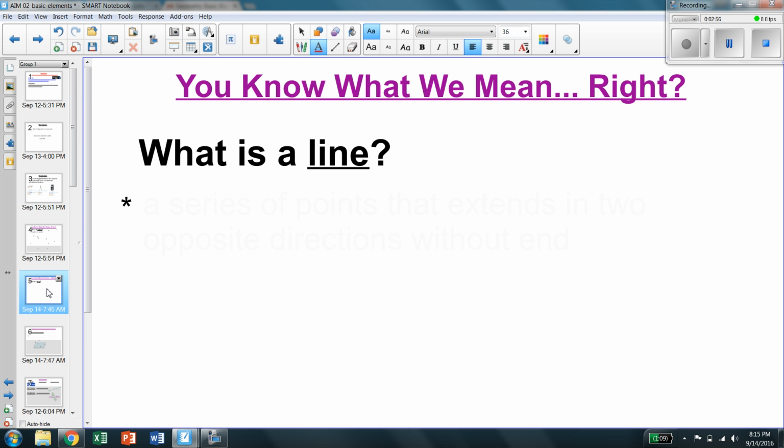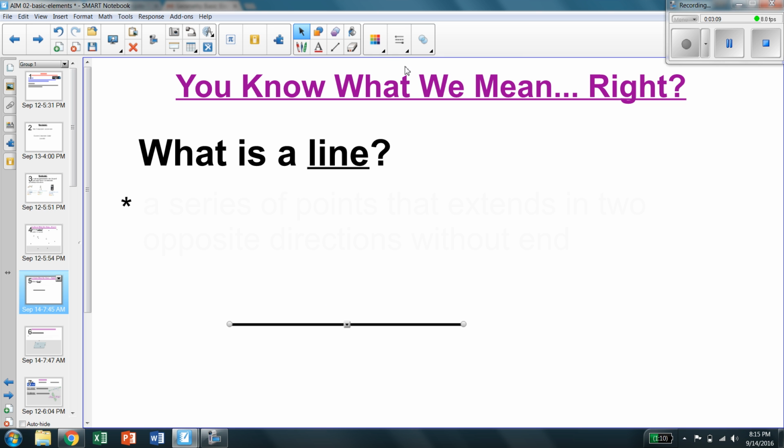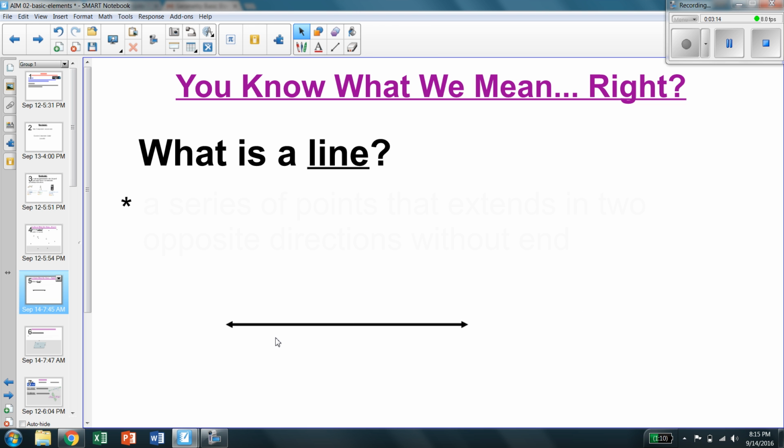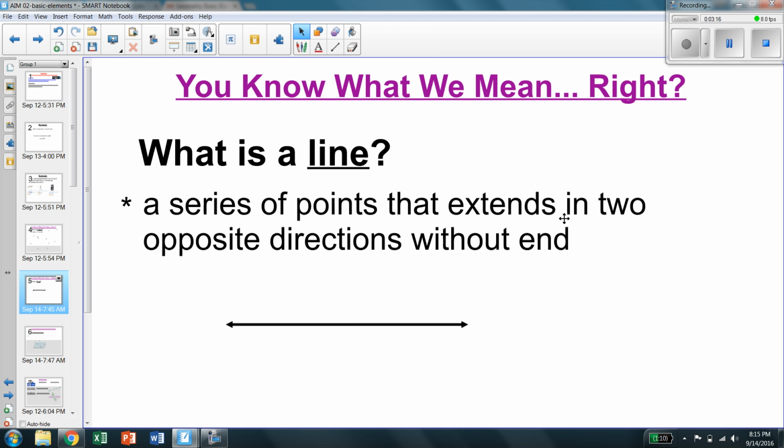Another thing we need to talk about is a line. Well, what's a line? I know if I asked you to draw a line, I'm sure a lot of you would draw that, which is not bad. However, lines should all have arrows at the end of that. The reason being is a line is a series of points that extends in two opposite directions without end forever. I'm going to go this way through the computer screen all the way to my left forever and ever, this way to the right, opposite, all the way out this way forever and ever.